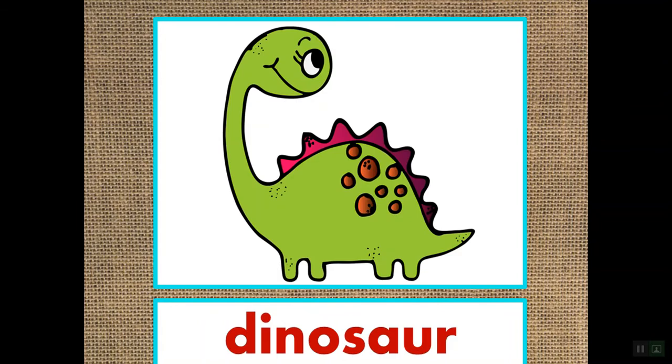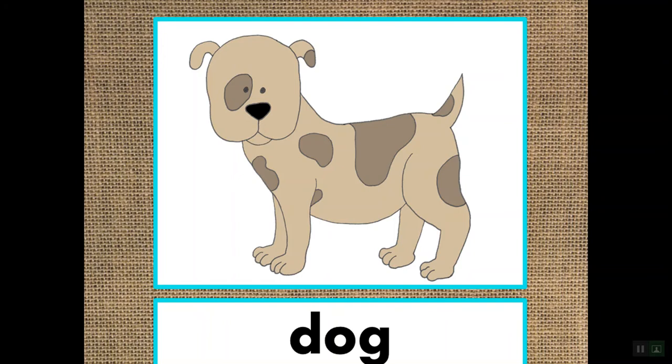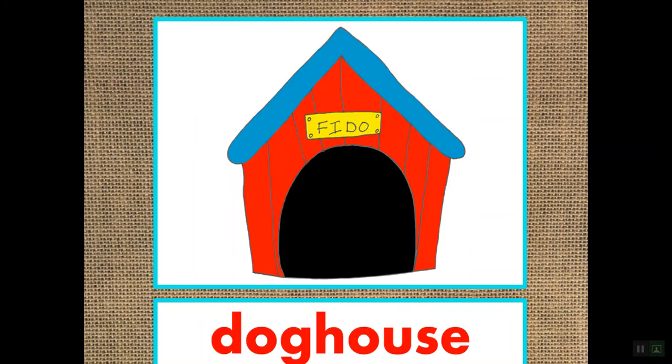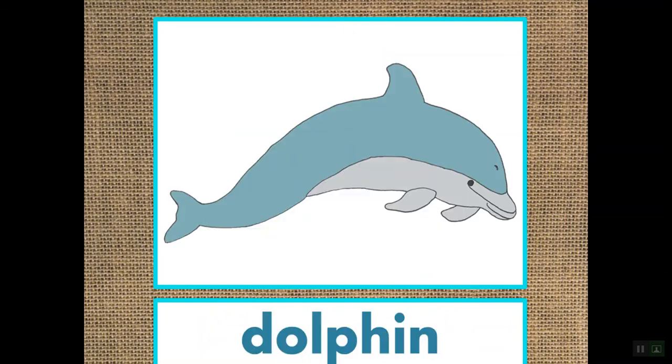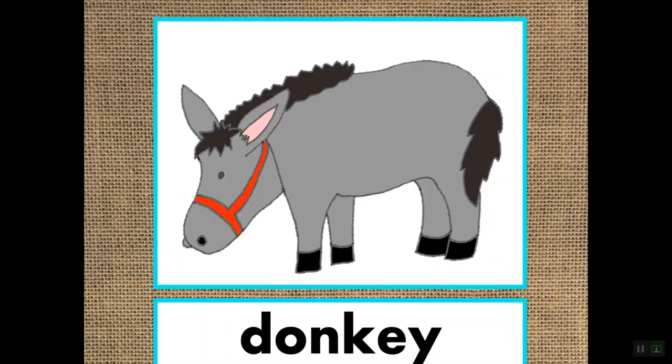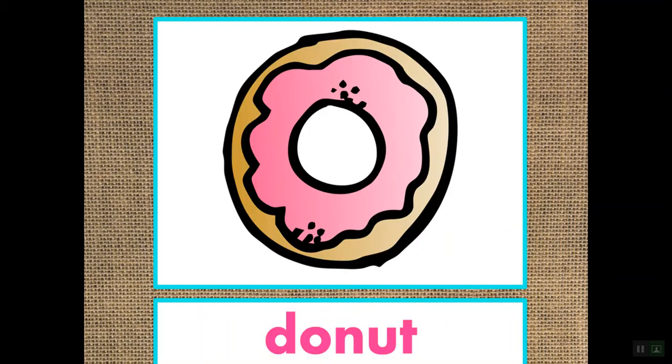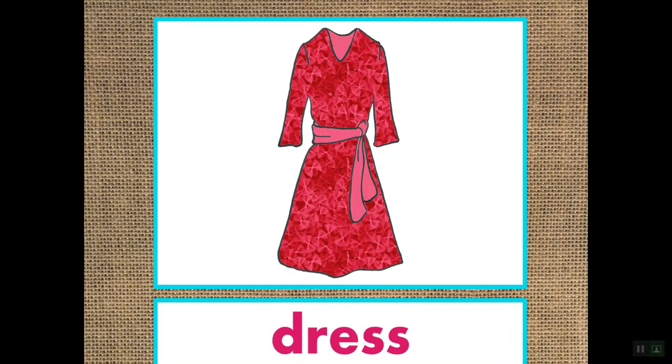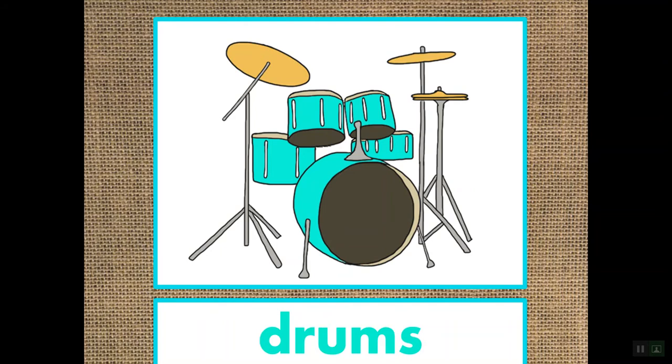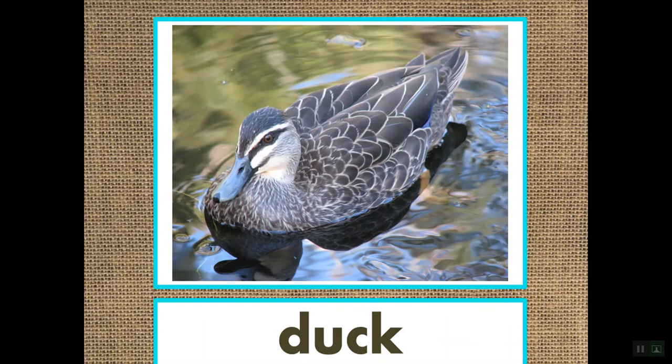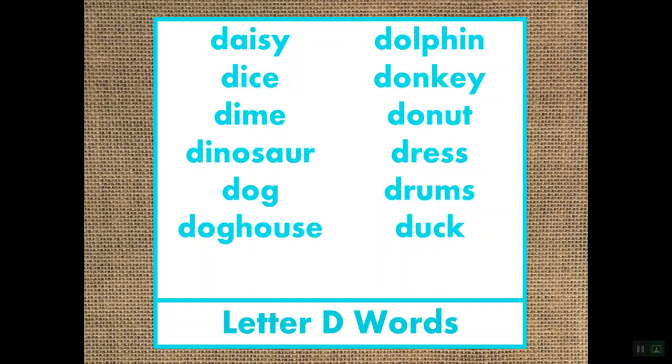Here's dinosaur, dog, doghouse, dolphin, donkey, donut, dress, drums, duck, and here's our list of words. Okay, all 12 of them that we just practiced.